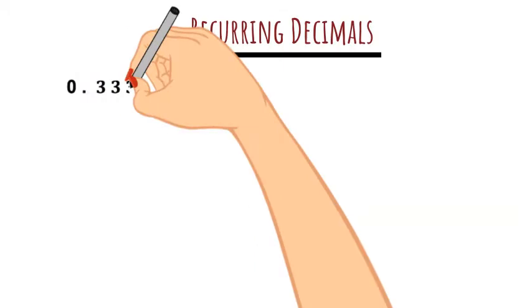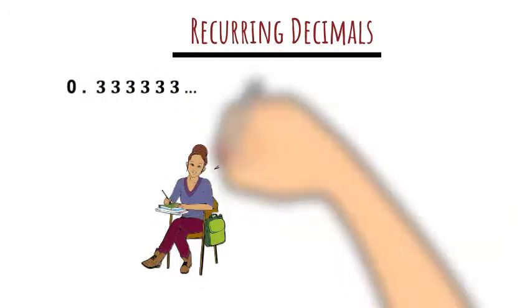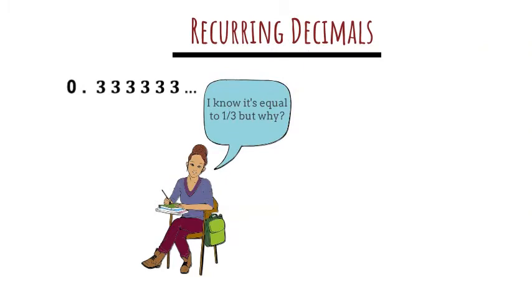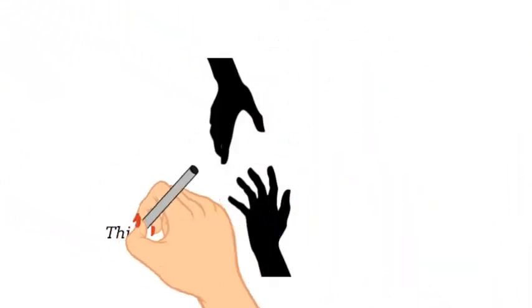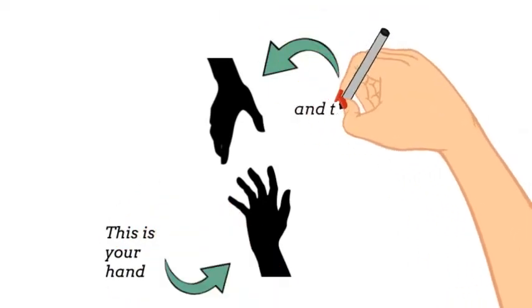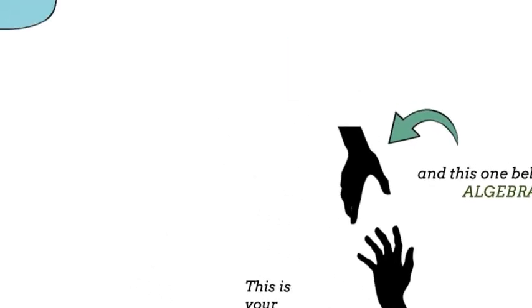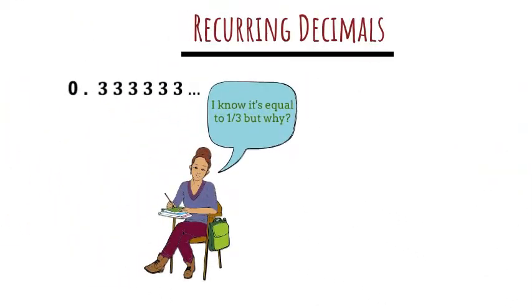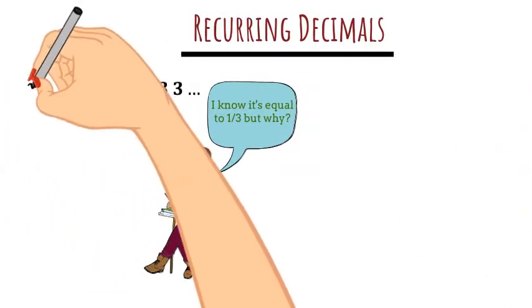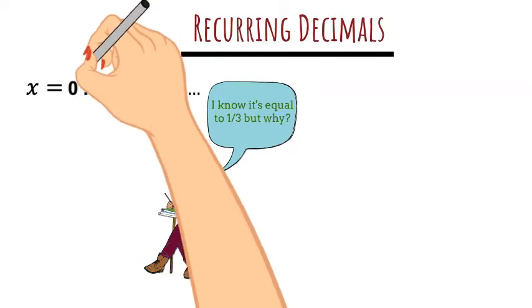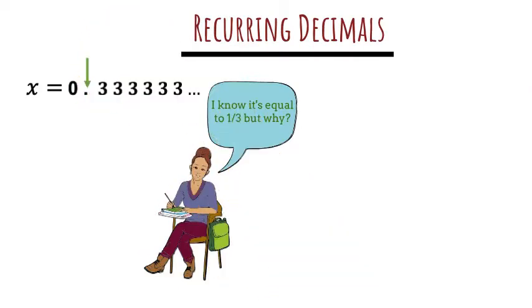Let's begin with 0.3 recurring. Now you might know already that it's equal to 1/3, but why? And to solve this problem, we need help from our friend algebra. Because let's face it, this is your hand and this one belongs to algebra. So first, we're going to declare this number to be x. And then we're going to identify what the recurring part of this number is. And the recurring part is 3 recurring.